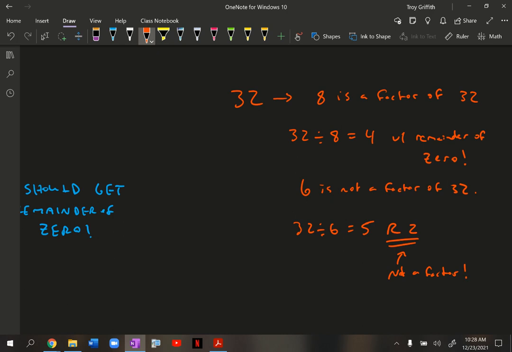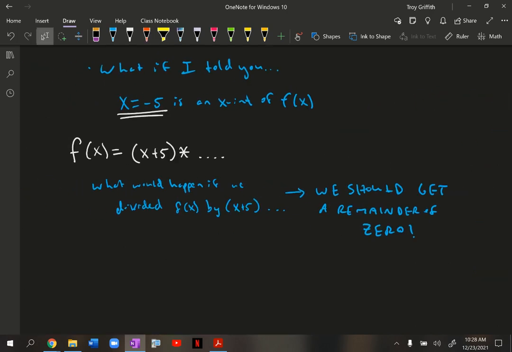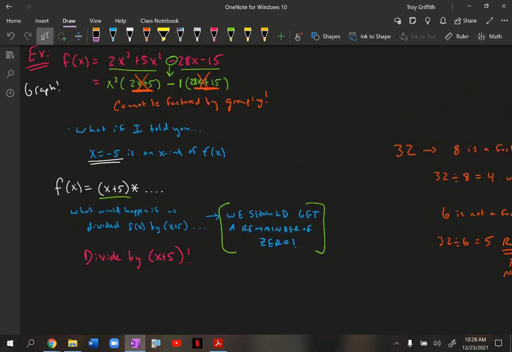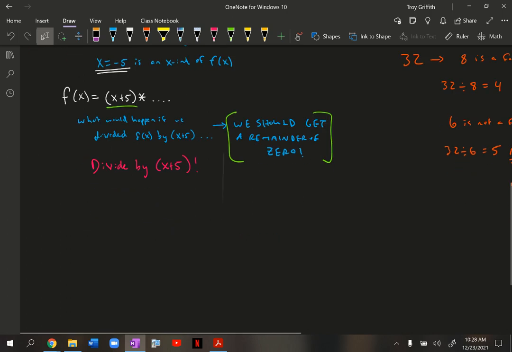So again, to recap, if I'm telling you that x equals -5 is an x-intercept of the function, that means that in its factored form, I would see an x plus 5. And if that's a factor of the function, then if I divide the function by that factor, we should get a remainder of 0. Now, how does that apply to the graphing? Well, to go any further with this graph, we're going to divide by x plus 5. So to start out, I'm going to take my function, which is 2x cubed plus 5x squared minus 28x minus 15, and divide by x plus 5.